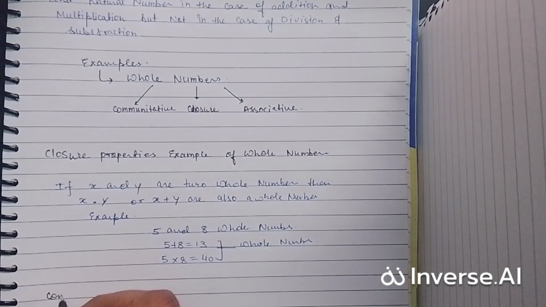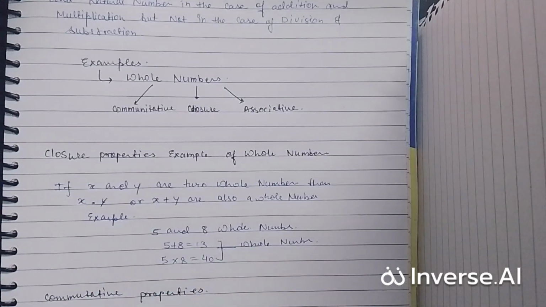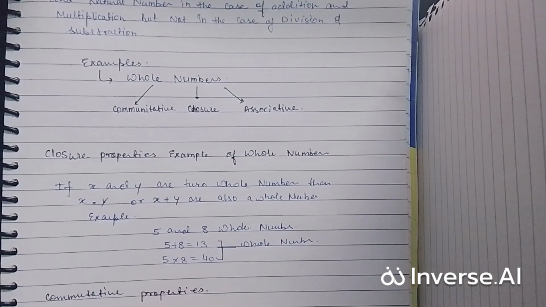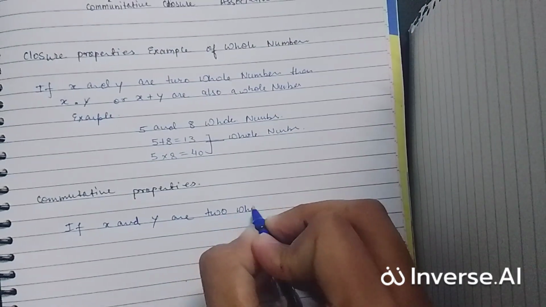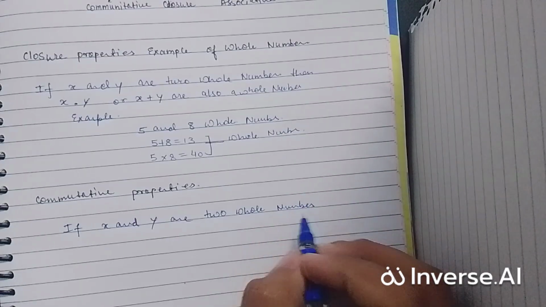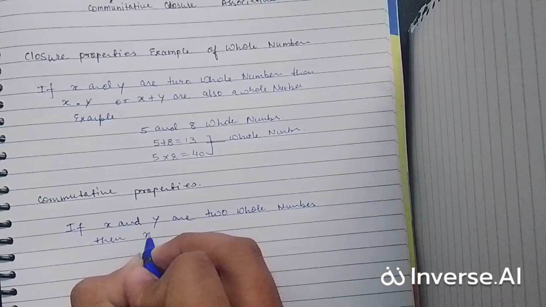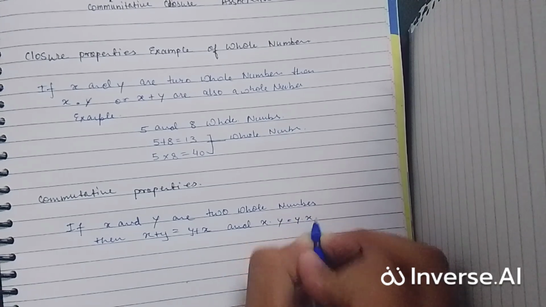Then we will learn about commutative property. First, the sum and product of two whole numbers will be the same whatever the order in which they are added or multiplied. If x and y are two whole numbers, x plus y equals y plus x, and x into y equals y into x.